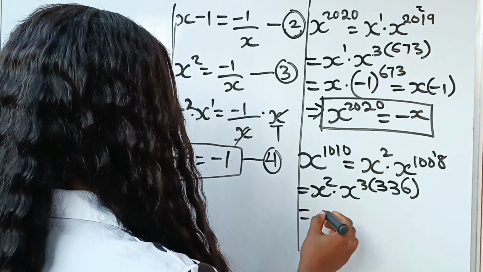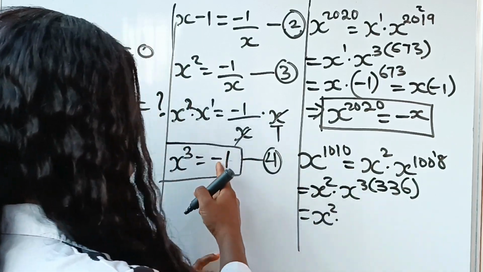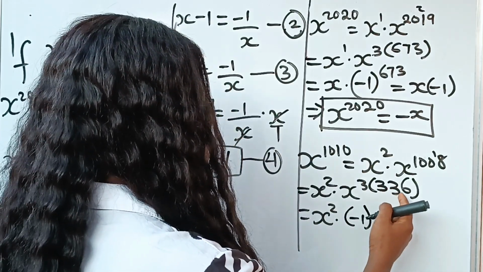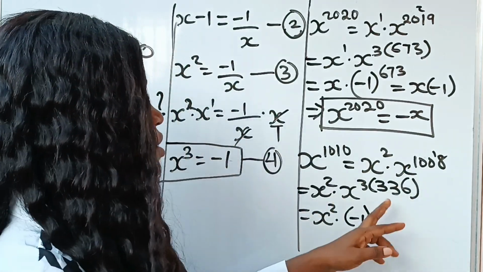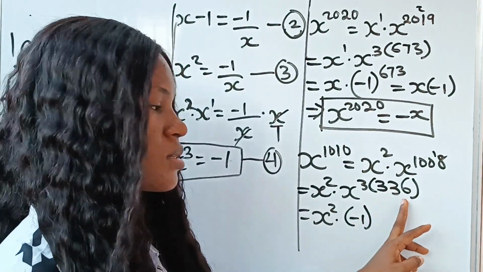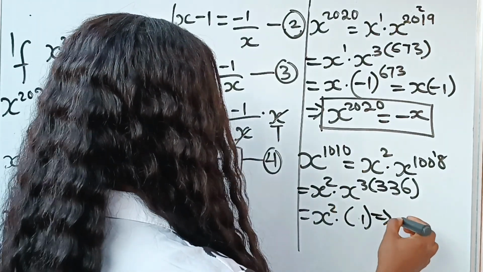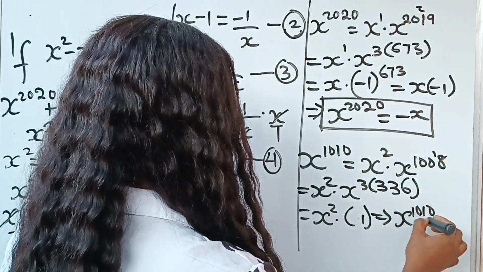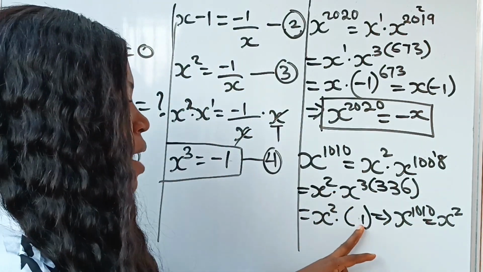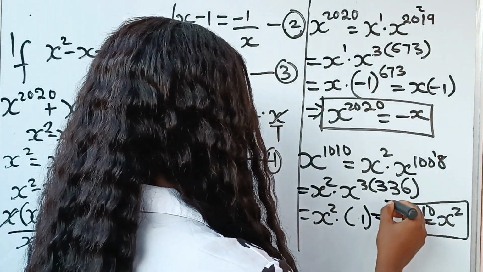Okay, so that means that this is equal to x to the power of 2 multiplied by x to the power of 3 is minus 1. Okay, recall. So we have minus 1 raised to the power of 336. Now because 336 is even, minus 1 to the power of 336 will give us plus 1, right? So we are going to have plus 1. So this simply means that x to the power of 1010 is equal to x squared. All right, because x squared multiplied by 1 will still give us x squared.